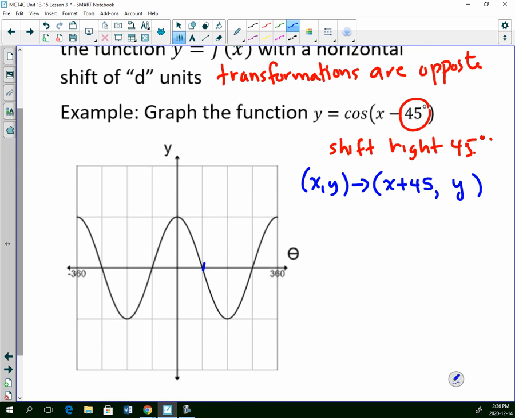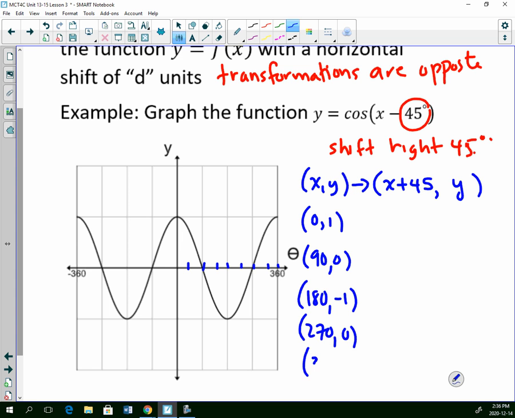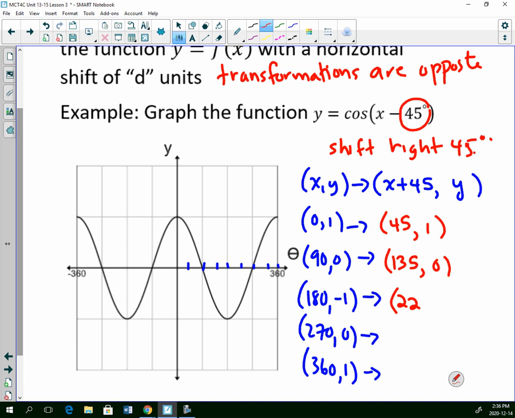Okay, so remember these are 90 degrees, so I could divide it into smaller units. So it is a cosine curve. I'm going to list my 5 points on cosine. And this time we are adding 45 degrees to the value of x. So 0 plus 45 is 45, and the y is going to stay the same. So 90 plus 45 is 135. 180 plus 45 is 225, and so on.